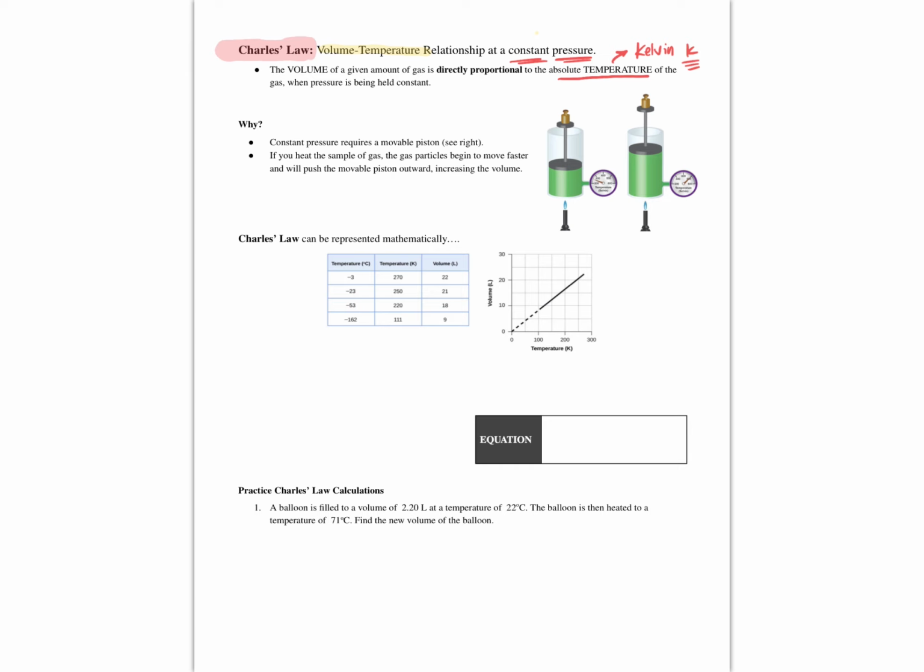Now, why does this work? Well, if you heat a sample of gas, the gas particles begin to move faster. As they begin to move faster, they start to collide with the walls more frequently, causing the piston to move outward and the volume to expand.